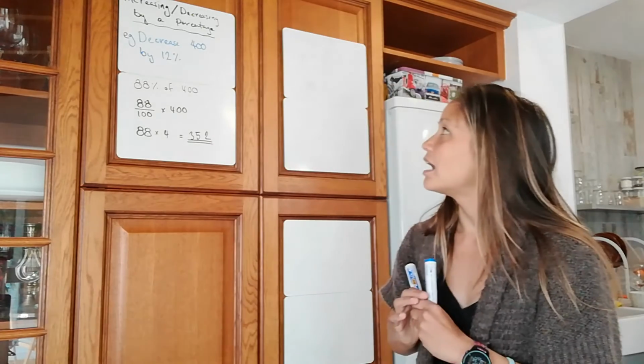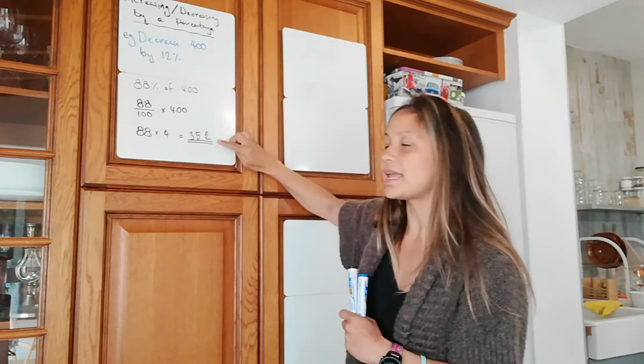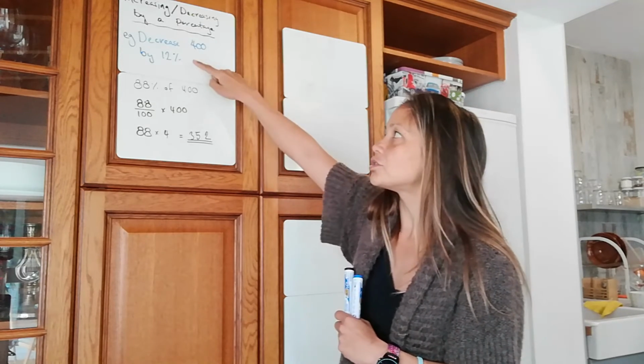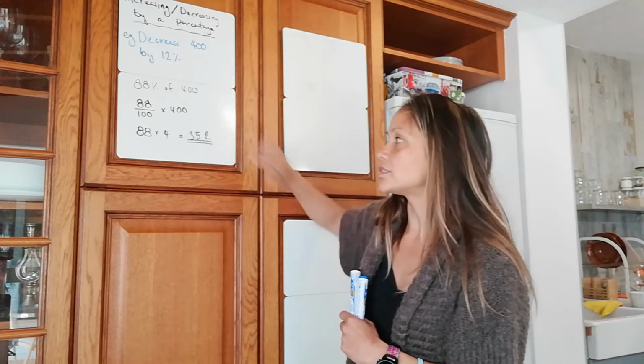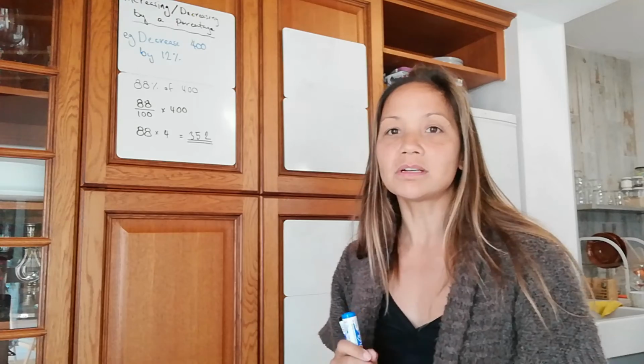Okay. I have decreased 400 by 12%, which is why my answer is less than 400, but not a lot less than 400, just 12% less than 400. It's 352. Okay, hopefully that helps you to get a good start.